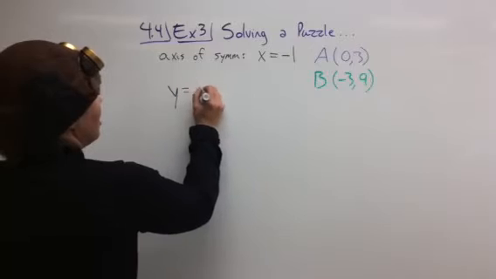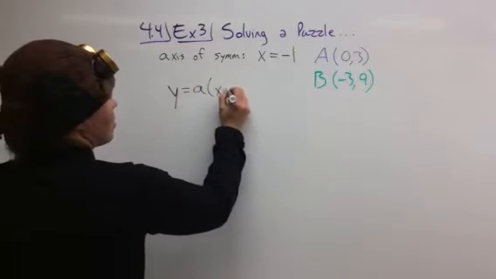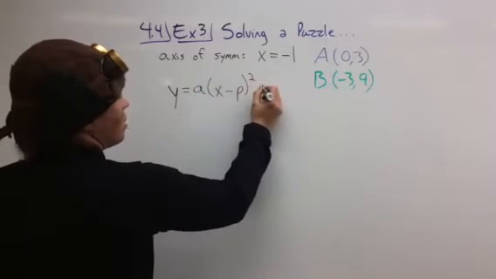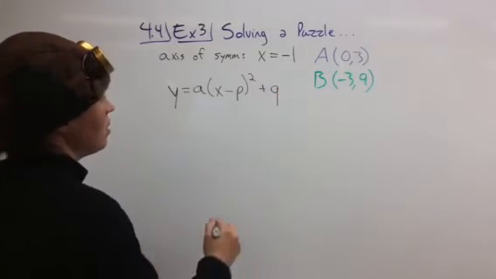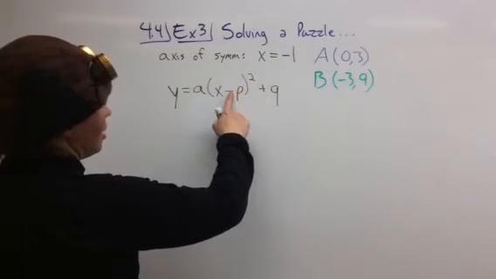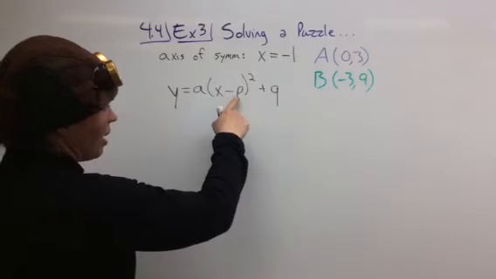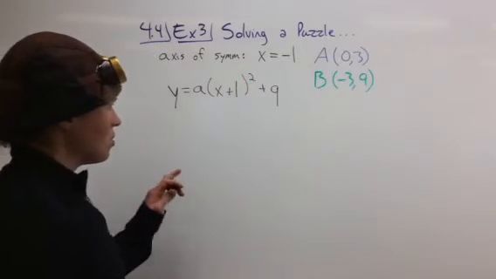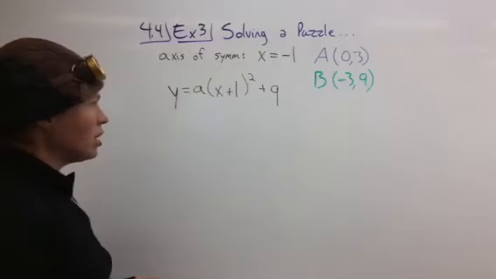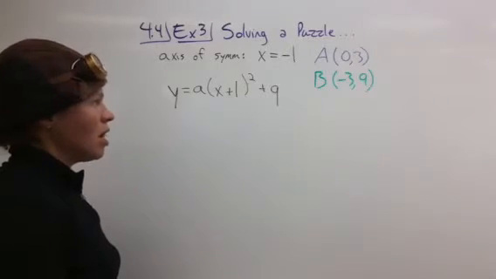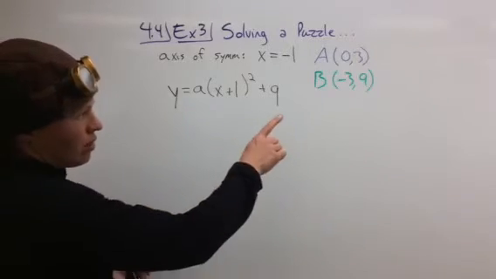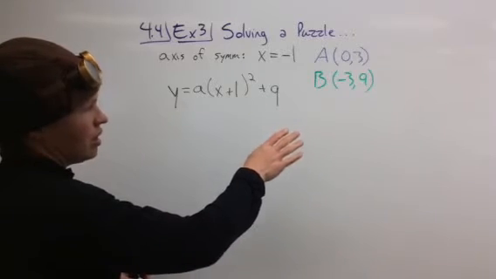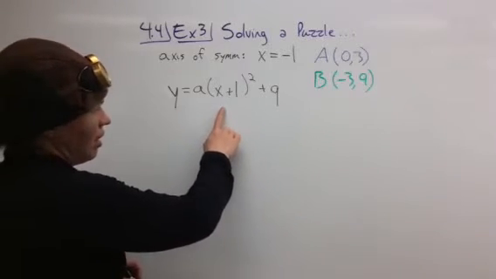So we know that y equals a times (x minus p) squared plus q. And we know that we can take this -1 and put it in here. x minus -1 is just x plus 1. So that's our starting formula. We also know that I could plug those coordinates into y and x.